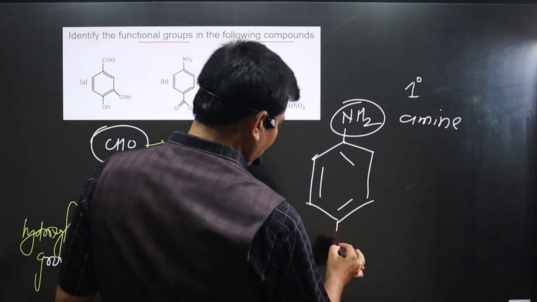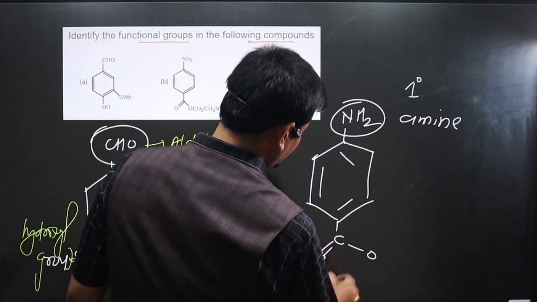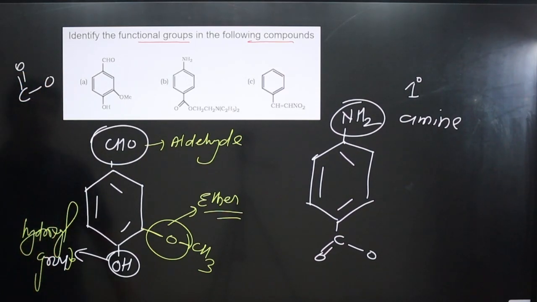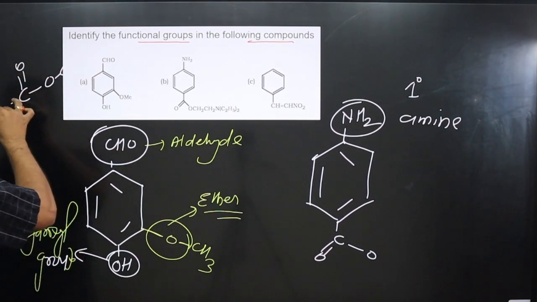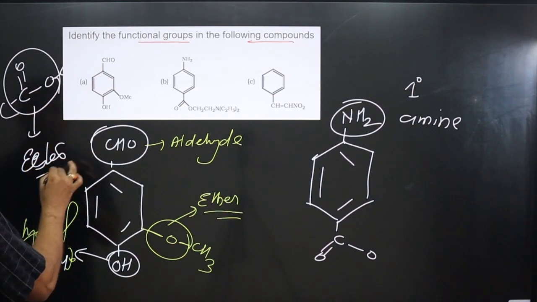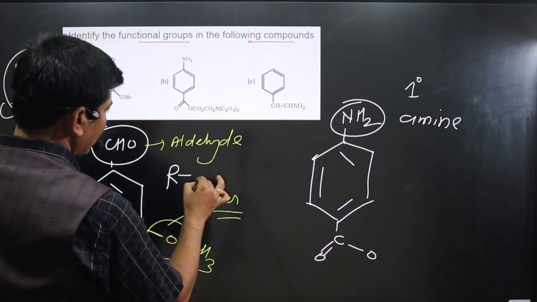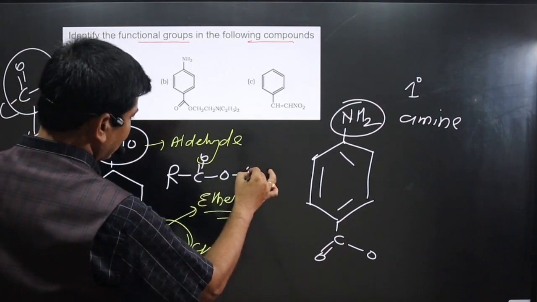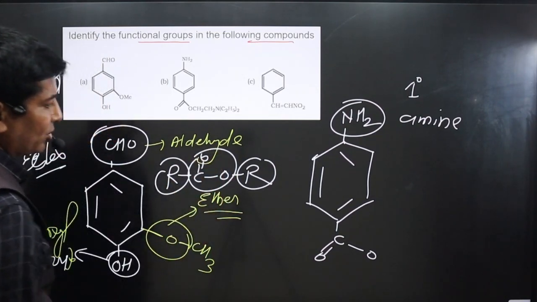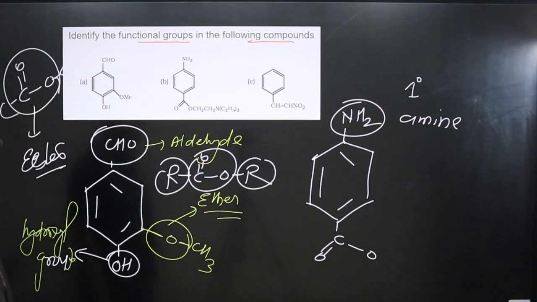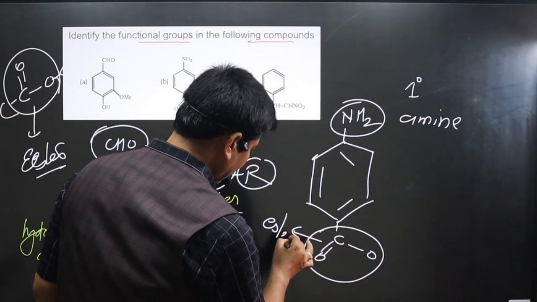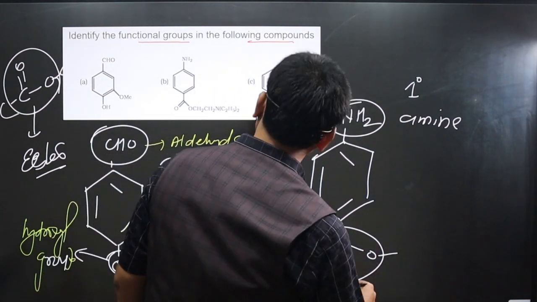Then here we have C double bond O, and O is there, and this side also carbon, this side also carbon, so this will go in the ester form. Ester is there, like you might have learned, RCOOR. This side also carbon, this side also carbon, it will lead to an ester. So this part we got as an ester.